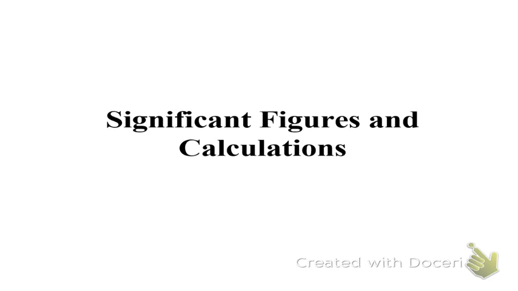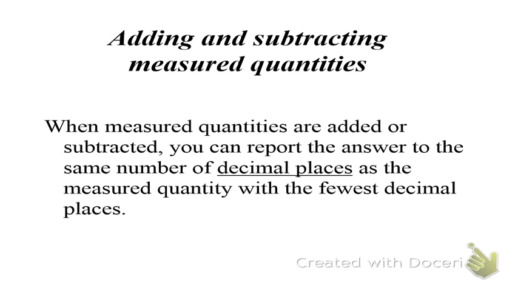Okay, on to the next topic. So we talked about significant figures, okay? Now, when you do calculations with measured quantities that have uncertainty in them, you have to round your answer correctly. And that's exactly what we're going to talk about next. Okay, calculation with measured quantities in which there is uncertainty.